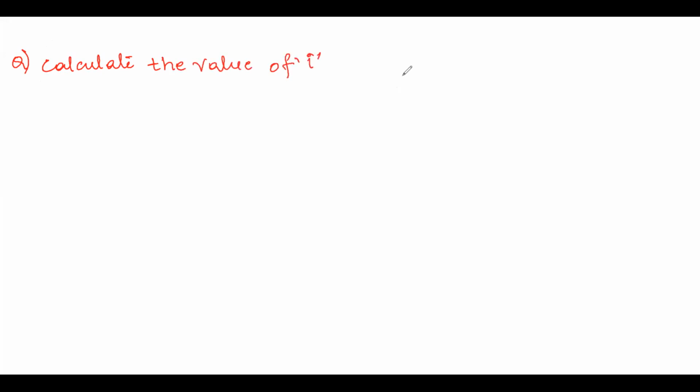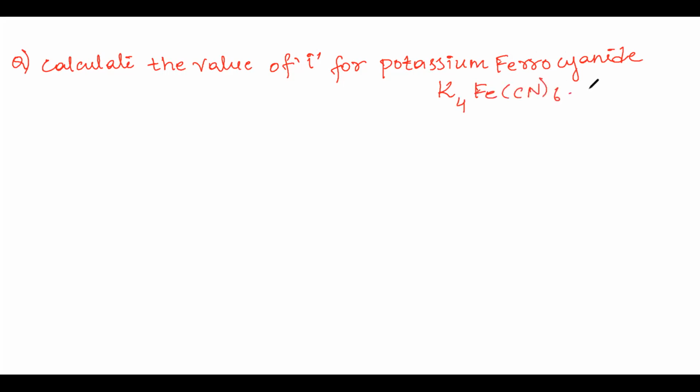Value of i for potassium ferrocyanide, K4Fe(CN)6. So this is called potassium ferrocyanide. So how to calculate i? Simple. Now I'll do this for at least 3 or 4 examples, then you can understand easily how to calculate i. This is the first one.